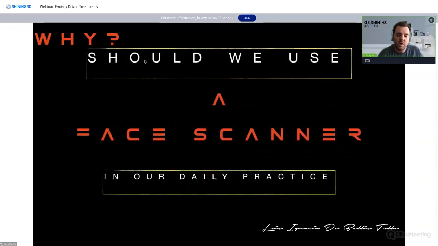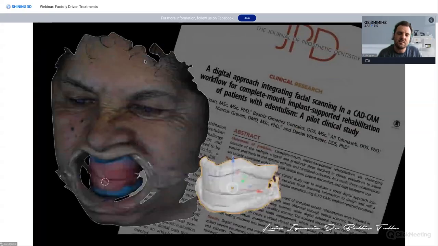And why should we use a facial scanner in our daily practice? As I told you when I started, maybe there are many problems while taking our works from our practice to the local lab. And this is a very common situation to every one of us. I think that we have built at least once in our life a full denture.